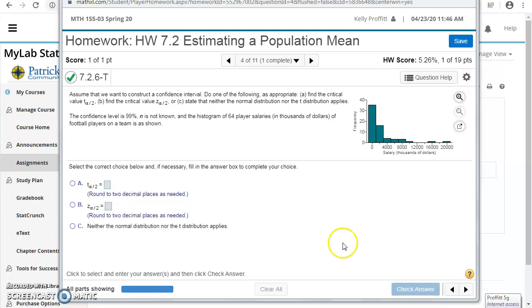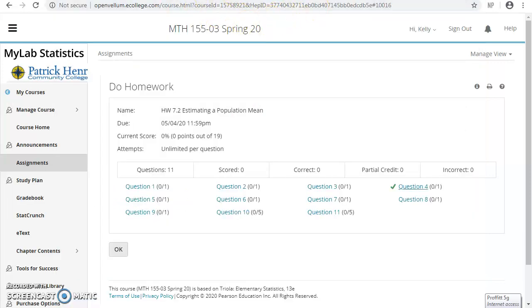Well, we have to decide, do we use the t distribution, do we use the z distribution, or do neither of those work? Do we have to use some sort of other strategy to find this confidence interval? So what you need to notice is they didn't say anything. It doesn't appear that the distribution is normal, okay? But we do know that we have a sample size of 64, okay? Sigma, population standard deviation, is not known. Sample size is 64. So let me take you back to our PowerPoint.